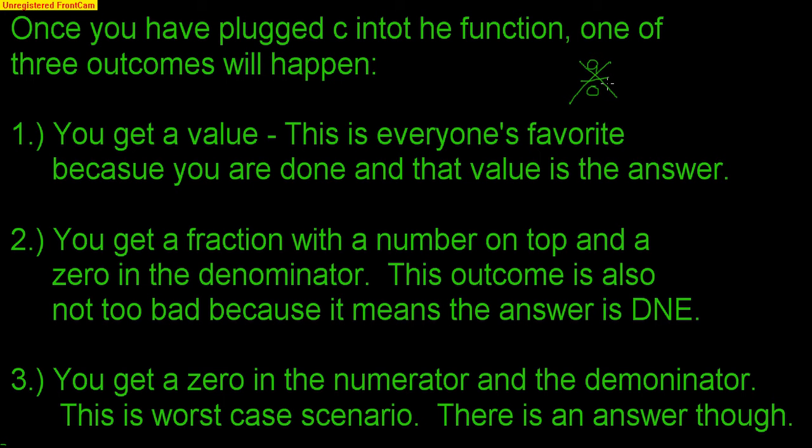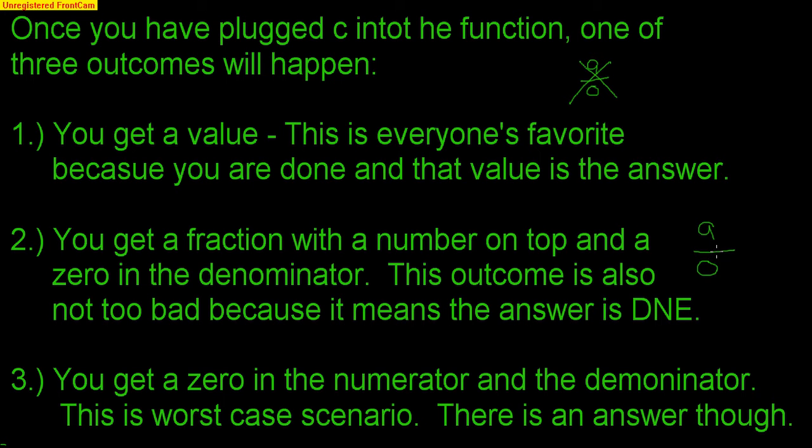Now, the second thing that could happen is you get a fraction with a number on top, any number you want, and a zero in the denominator. This outcome is actually not that bad either. This means that the limit does not exist. Basically, we've learned this before, you have an asymptote because of that zero in the denominator, and that means there's no limit at that particular value.